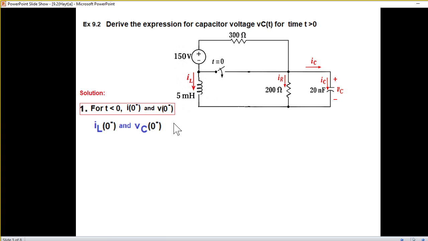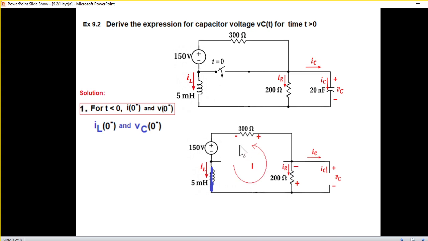And in some books, instead of I, it is written IL, and instead of just V, it is written VC. So this is more explicit. This gives a clear picture. So I'll follow this. Now, let's see what is happening.